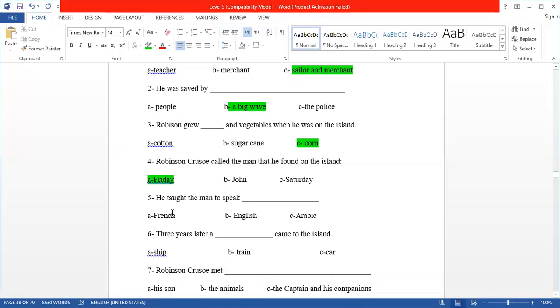He taught the man to speak what? French, English, Arabic. English. He taught him to speak English.